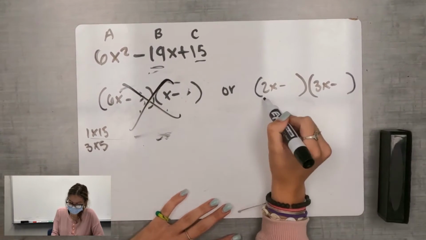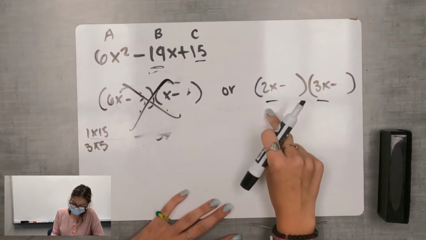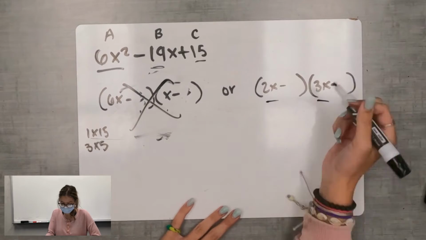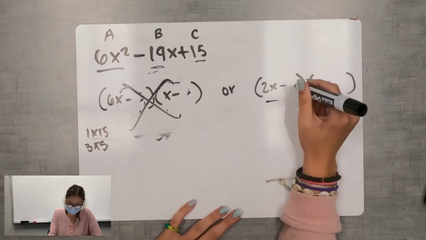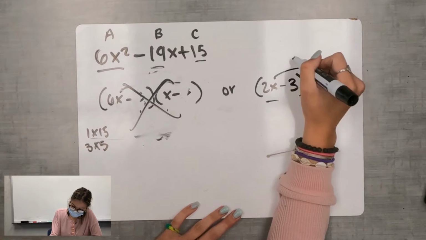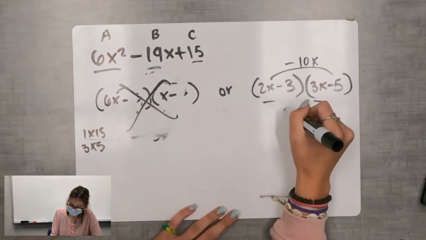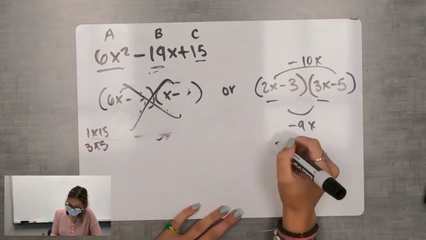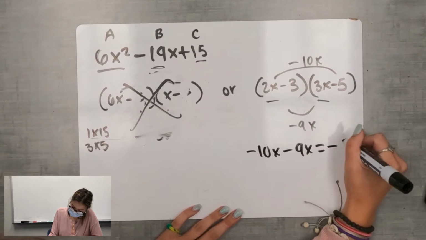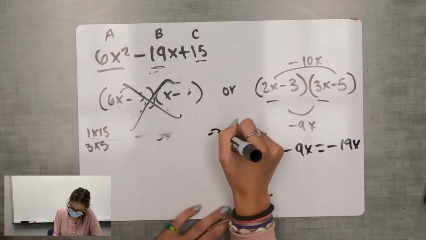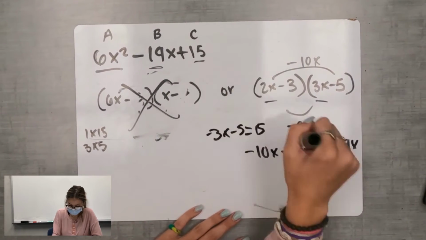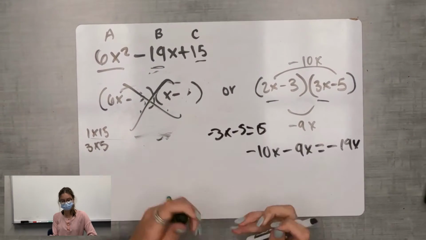So you'd have to do 2x and 3x, and these numbers have to equal 6x. So you would have to do negative 3 here and negative 5 here. So this would equal negative 10x, and this would equal negative 9x. Because 10x minus 9x equals negative 19x, and negative 3 times negative 5 equals 15, so these match up. That's correct.